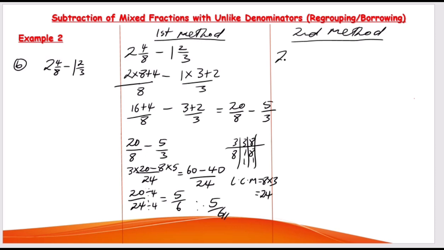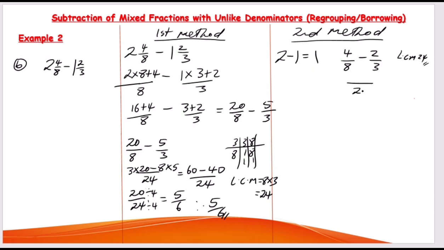And what are the whole numbers? We have 2 whole number and 1 whole number, and that's going to give me 1. Now let's find the difference of the fractions. That is 4 over 8 minus 2 over 3. Don't forget our LCM is 24. So we don't need to find that again. Now in this particular question, I'm going to show you where you need to regroup by borrowing from this whole number. Now let's proceed.